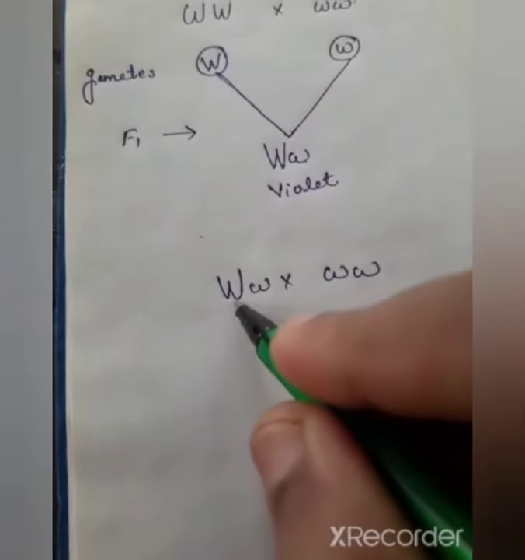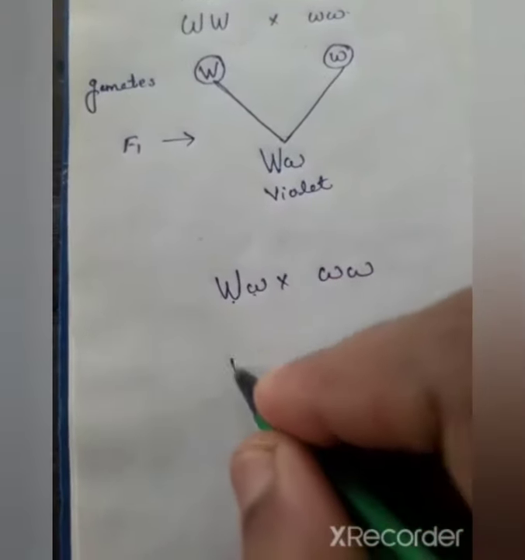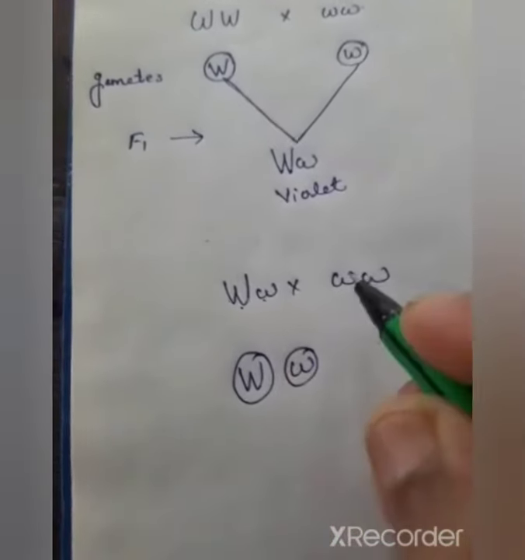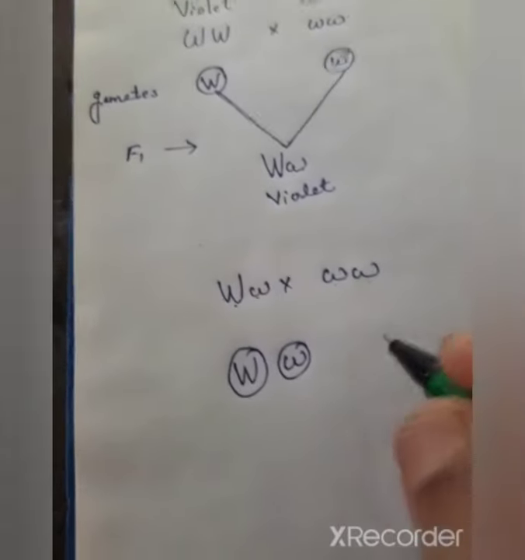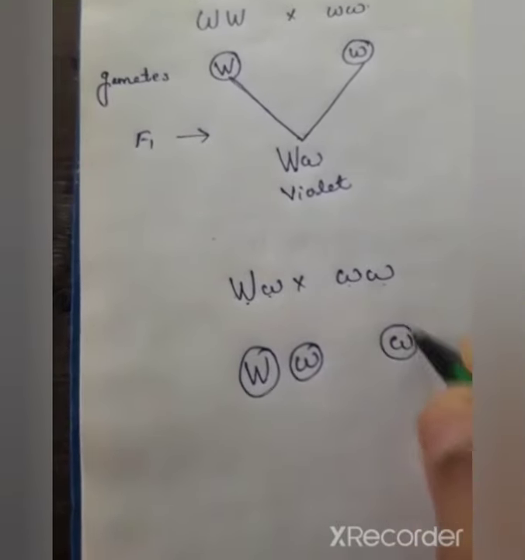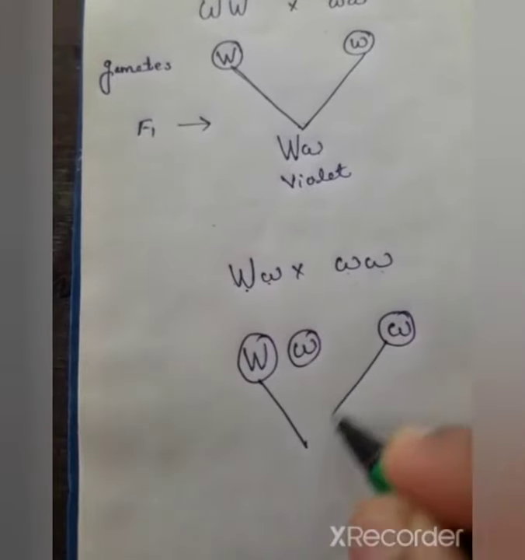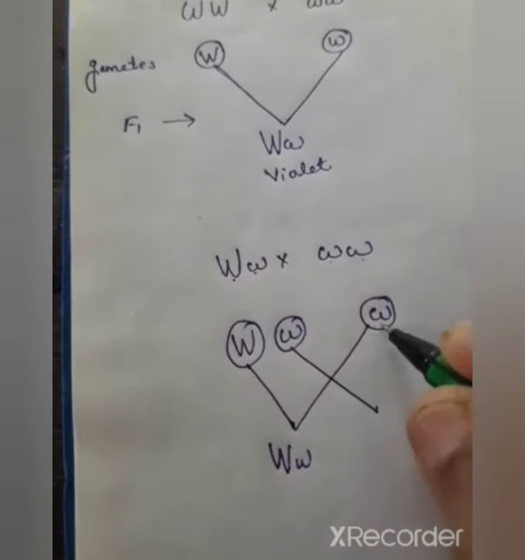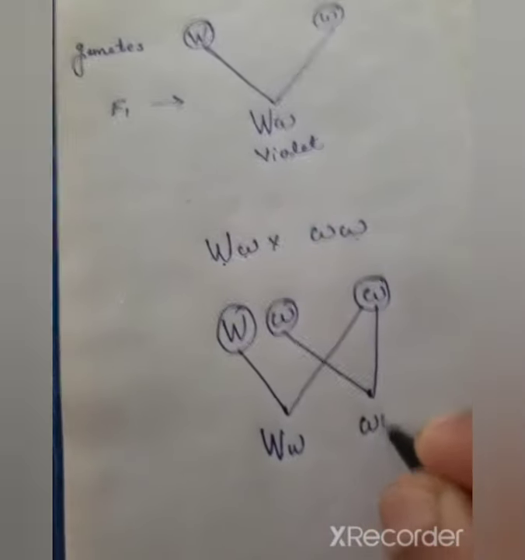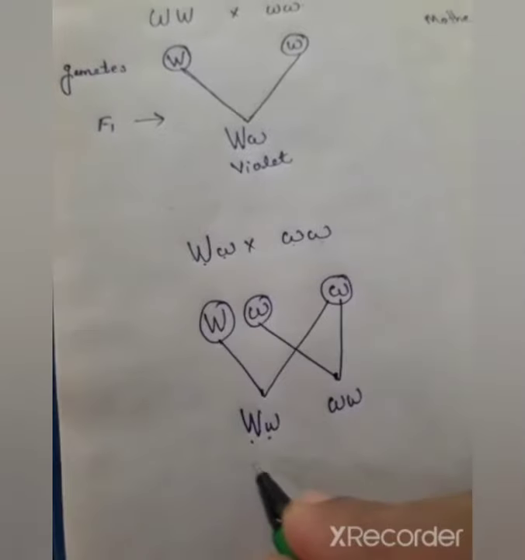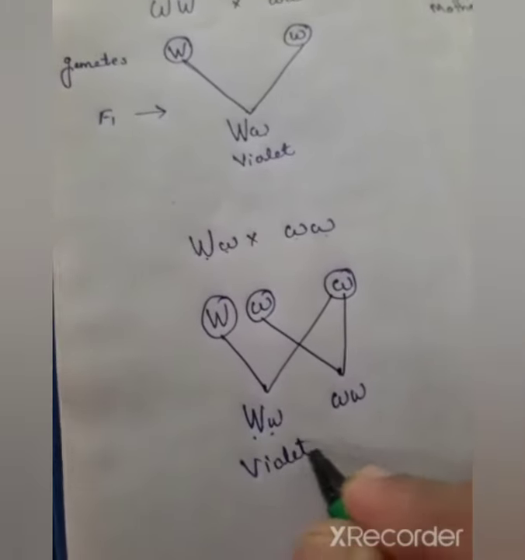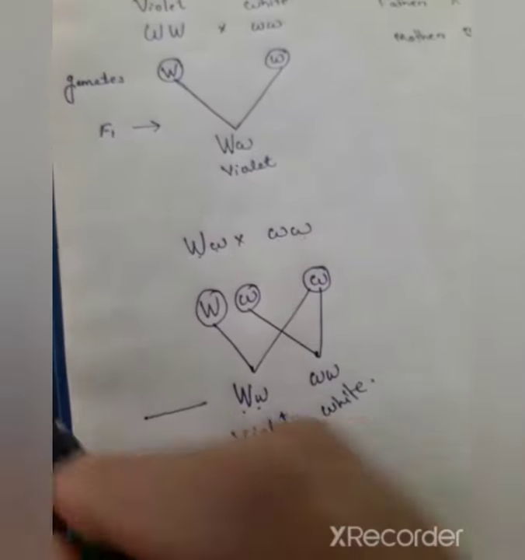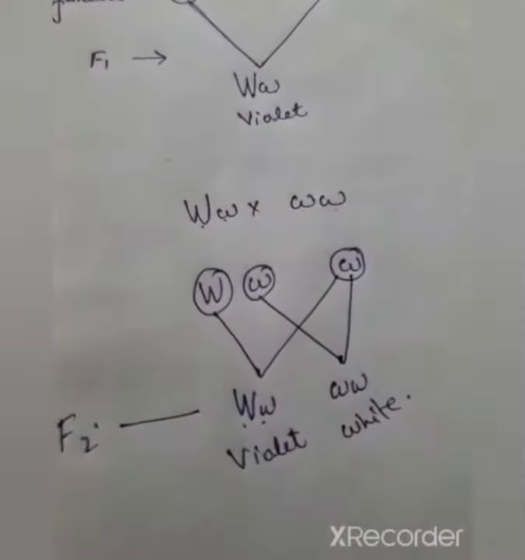Two gametes are formed: one is capital W and another one is small w. From the other parent both are the same, so we take only one, that is small w. Then they fuse together to form capital W, small w, and small w, small w. This one is violet and this one is white. These offsprings are the F2 generation.